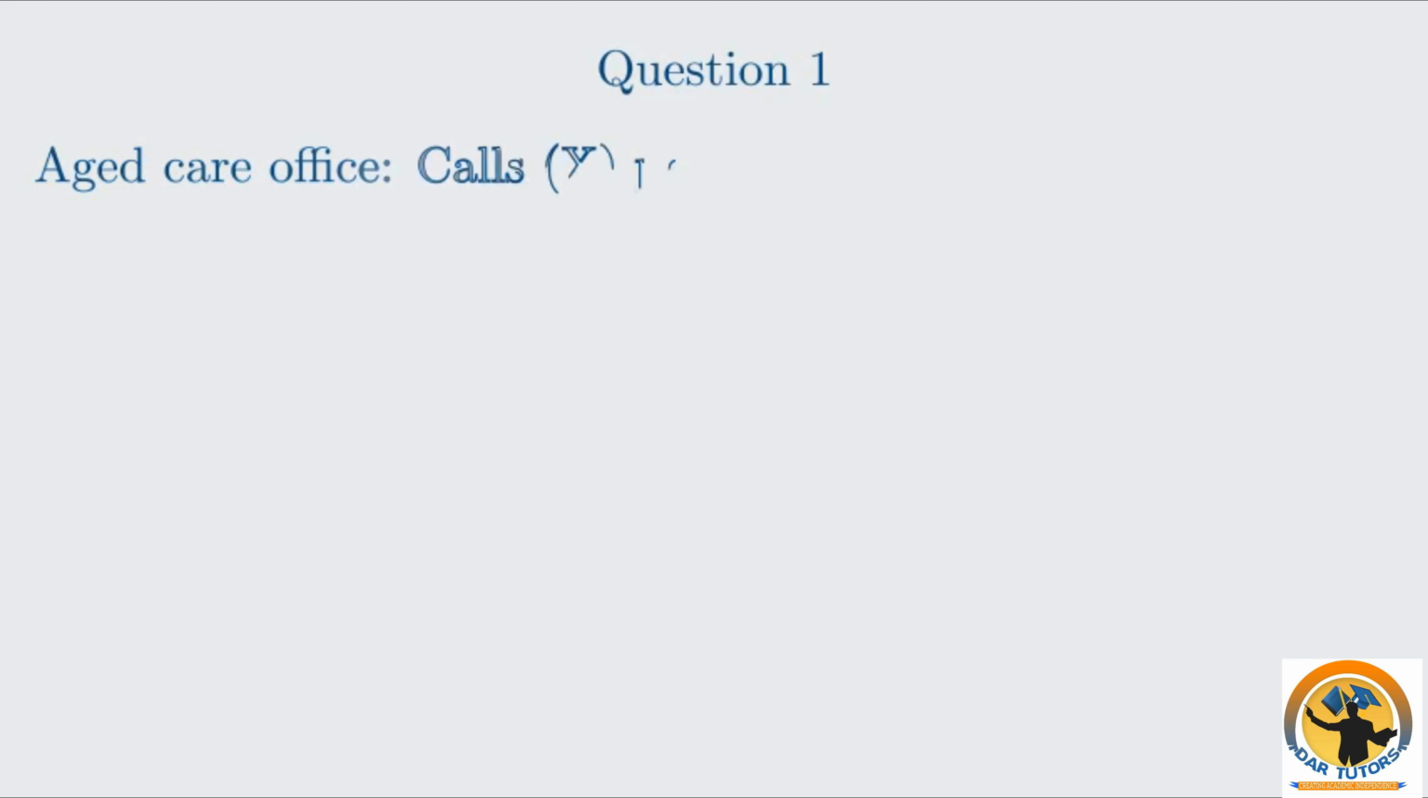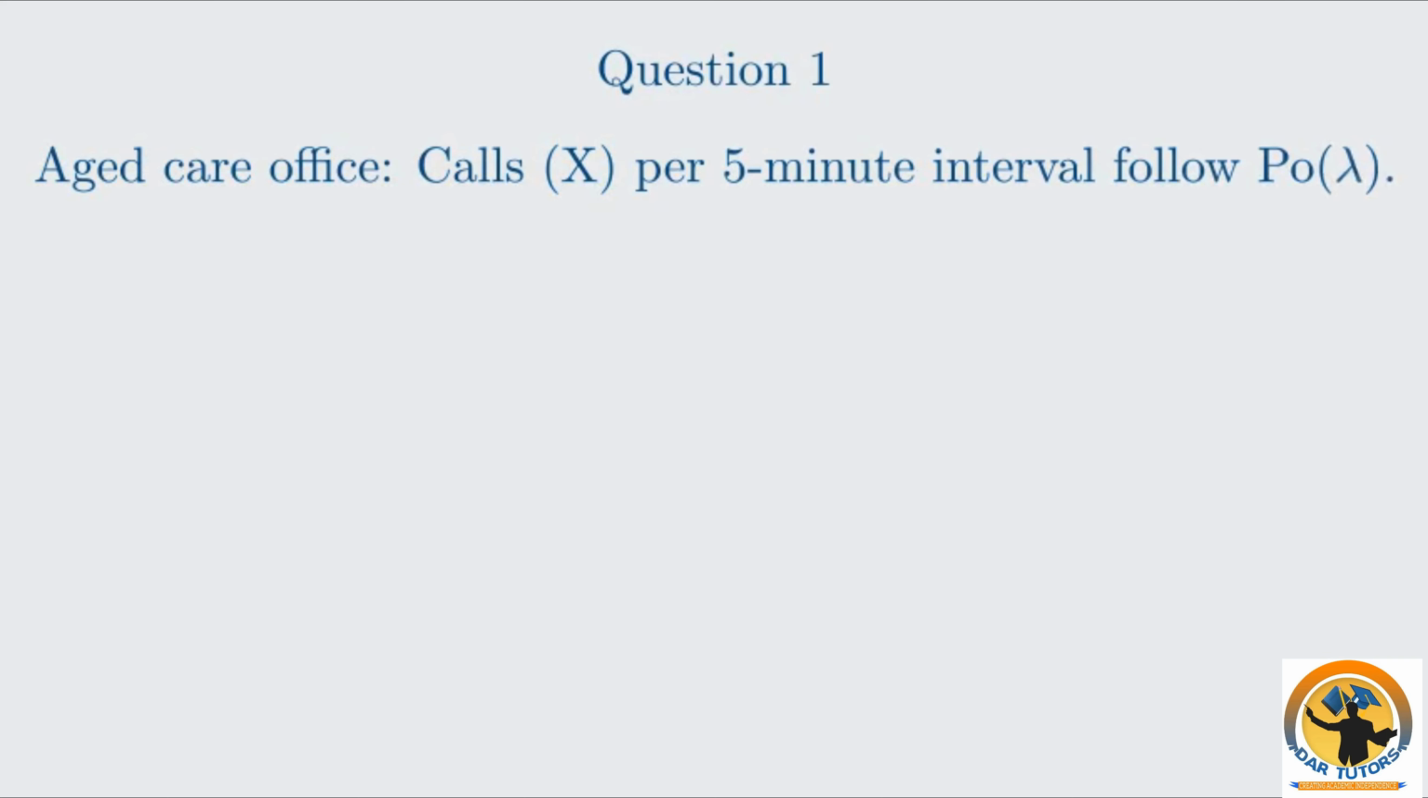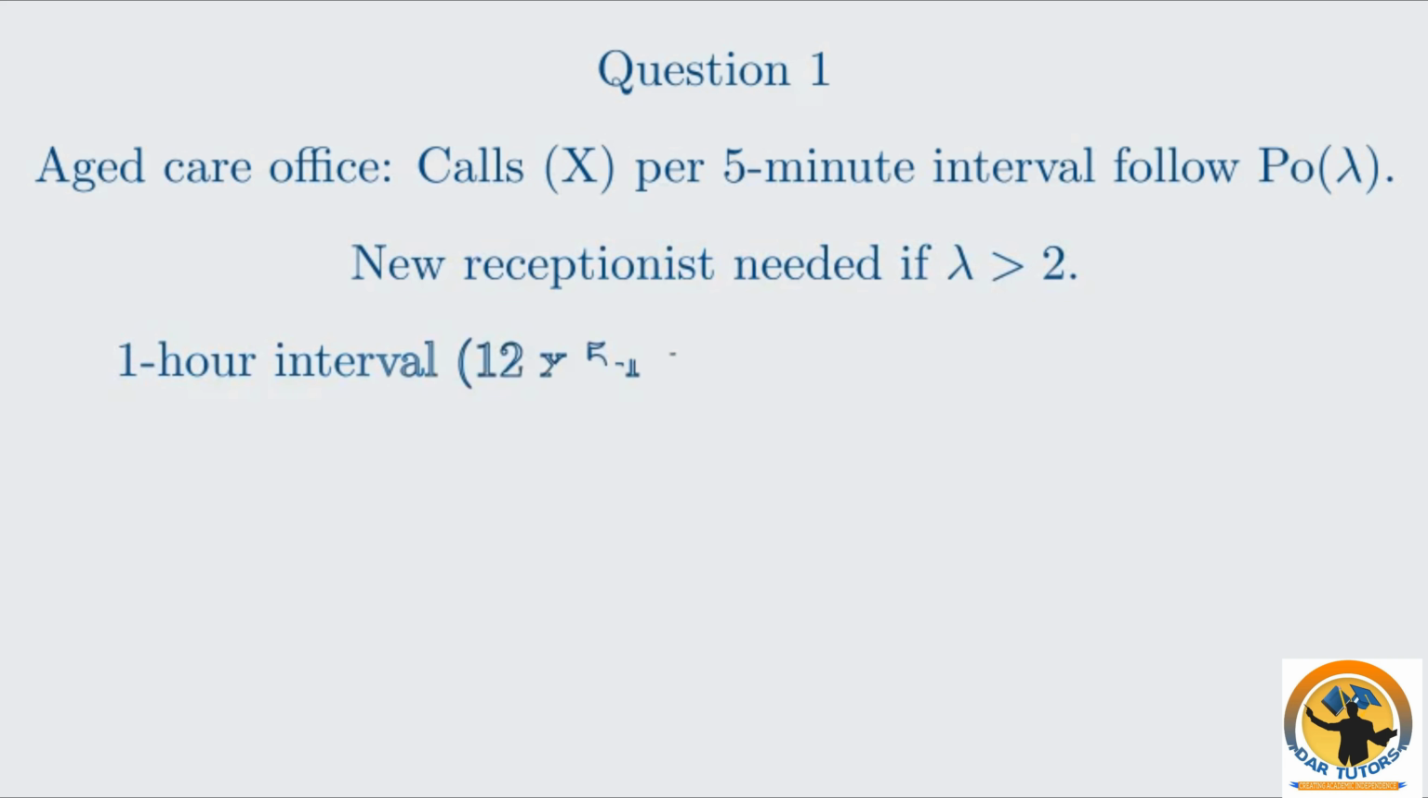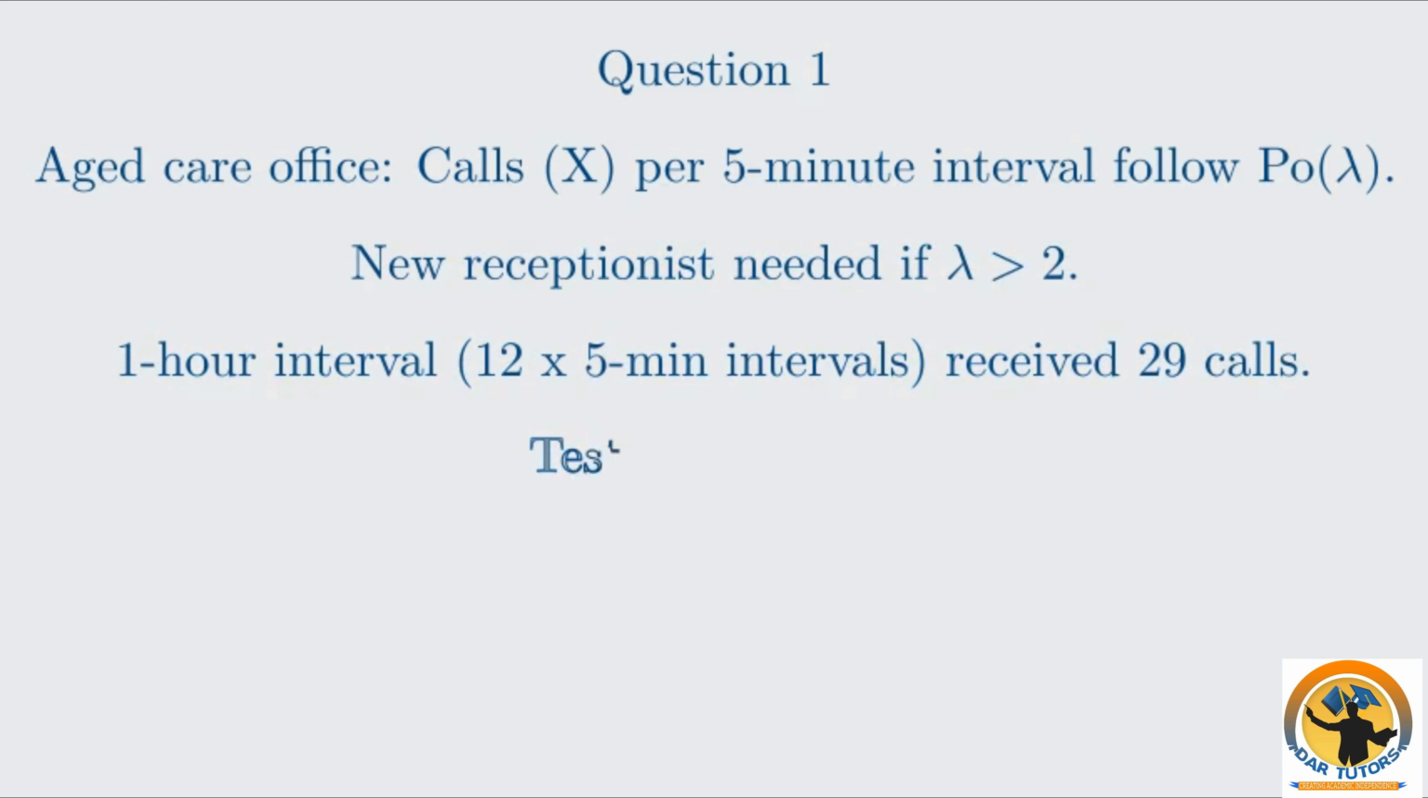Let's consolidate our understanding with some IB-style practice questions. Question 1 involves an aged care office. The number of calls received per 5-minute interval, X, follows a Poisson distribution with mean lambda. A receptionist should be hired if the mean rate exceeds 2 calls per 5 minutes. Over a particular 1-hour interval, 29 calls were received. Conduct a hypothesis test at a 1% significance level to determine if a new receptionist should be hired. Here's the solution for question 1.